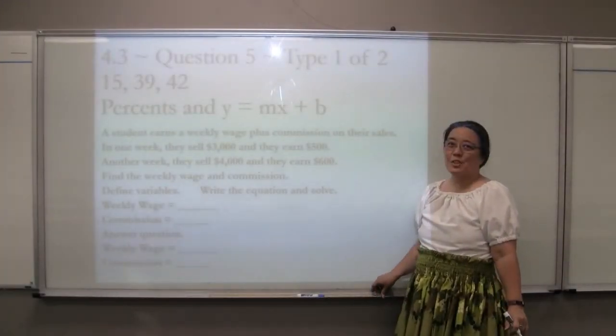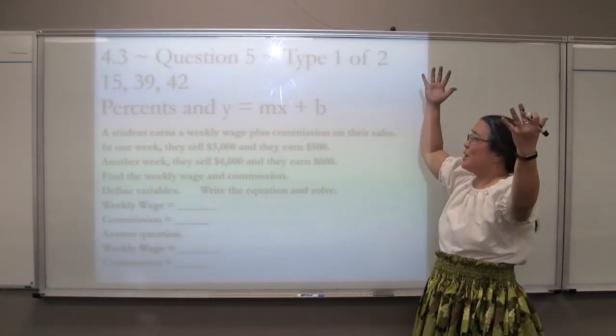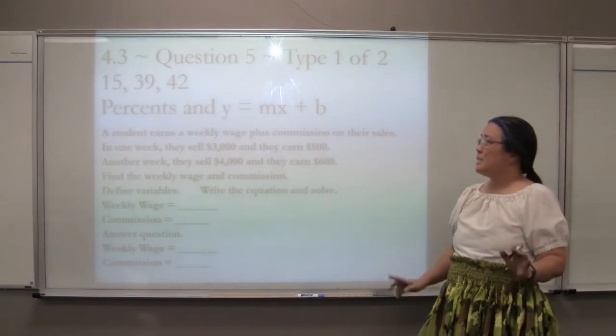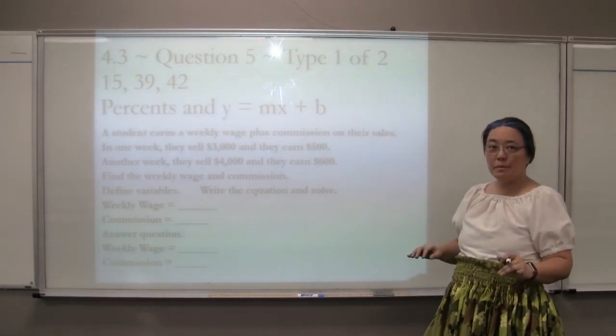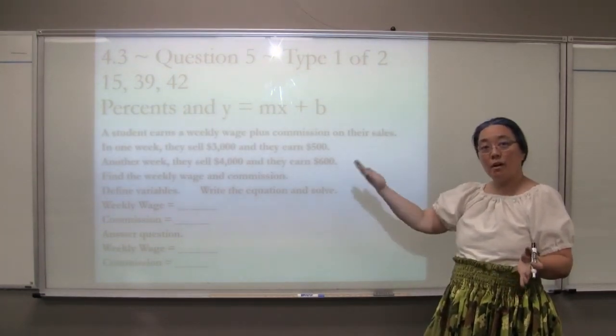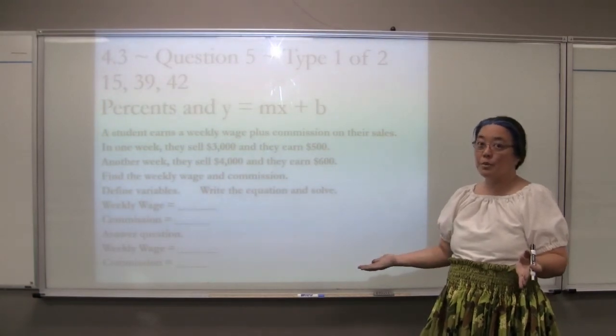Chapter 4, Section 3, Question 5, Type 1 of 2. We're going to have percents and y equals mx plus b. We're reviewing our slope-intercept form from back in Chapter 3.